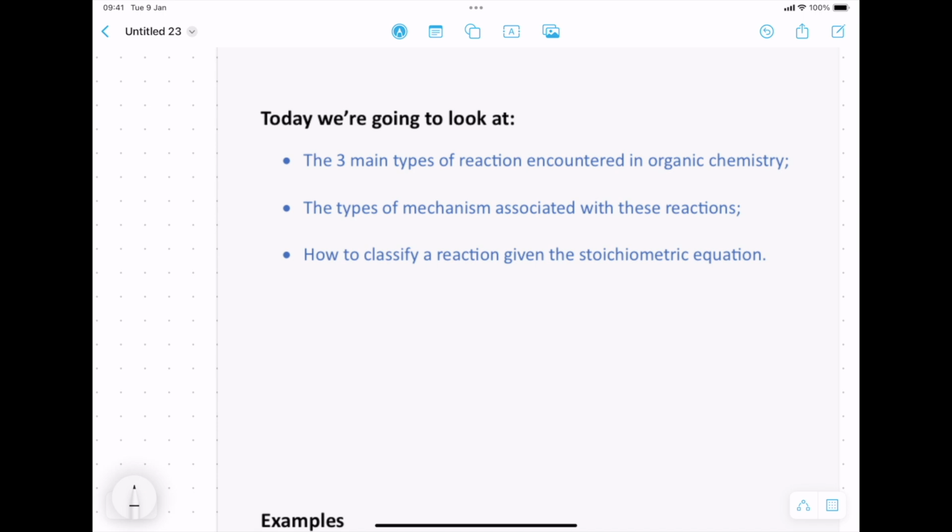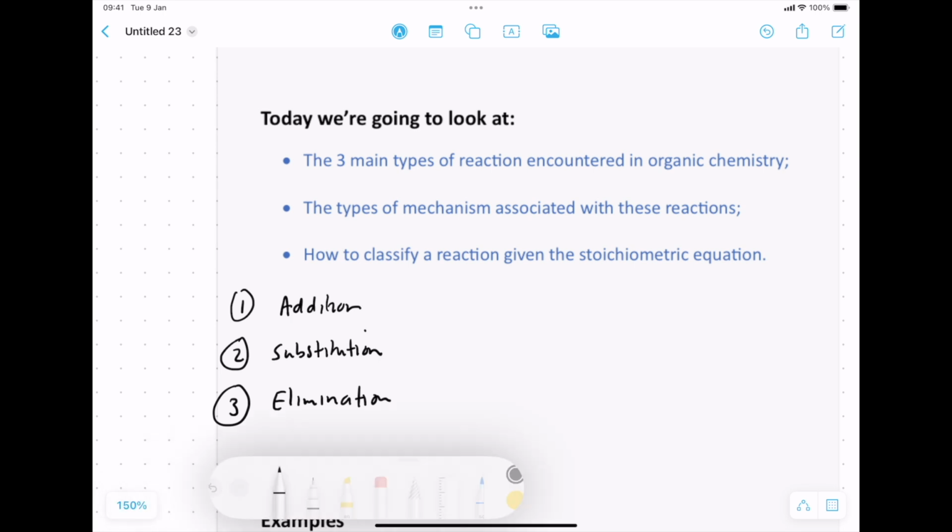In today's lesson, we're going to look at the three main types of reaction encountered in organic chemistry and then the mechanisms associated with them. The three main types of reaction can be divided into number 1, addition reactions, number 2, substitution reactions, and number 3, elimination reactions.